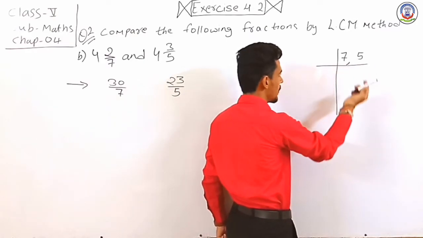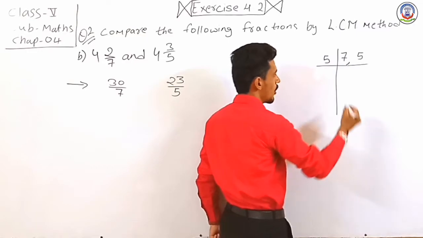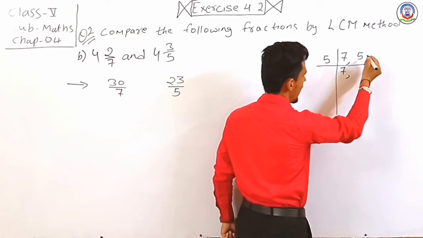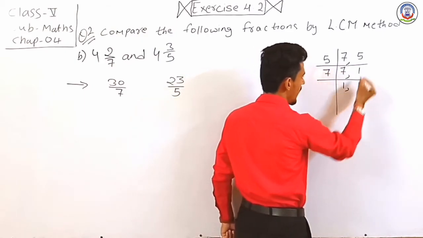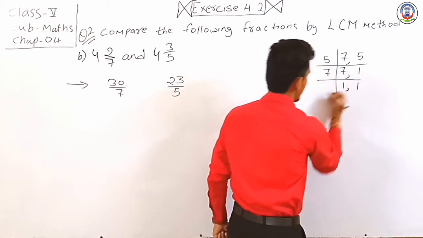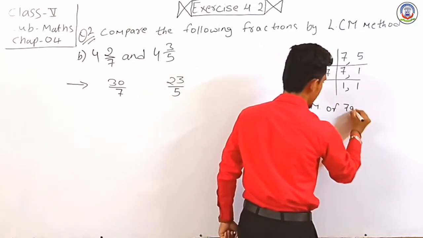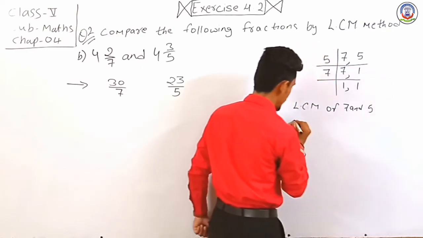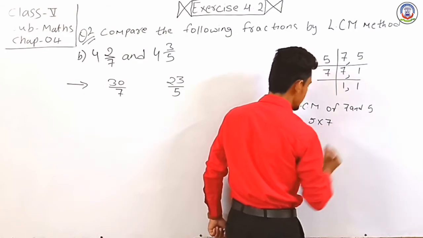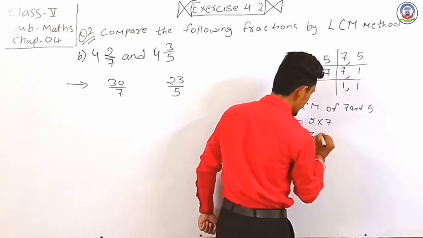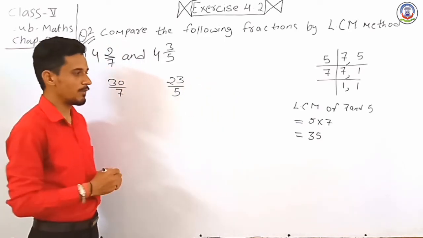7 is divisible by 7 and 5 is divisible by 5. So first we have to write the smaller number. It is as it is and it is 1 time. Now 7 is 1 time and it is as it is. So we write here LCM of 7 and 5 equals 5 multiply 7. So it is 35. So LCM of these both denominators is 35.